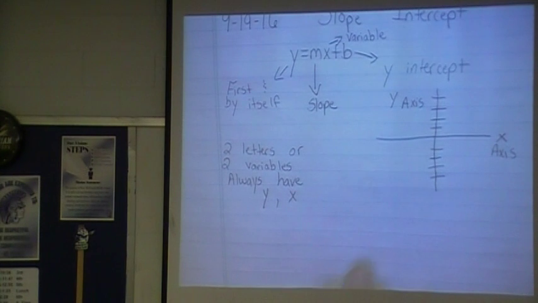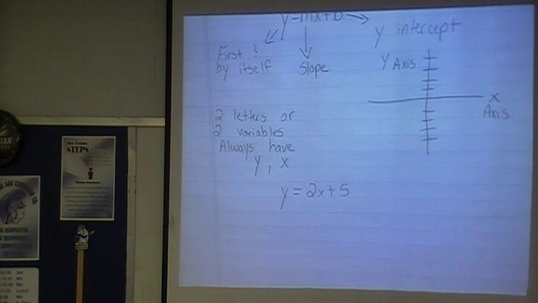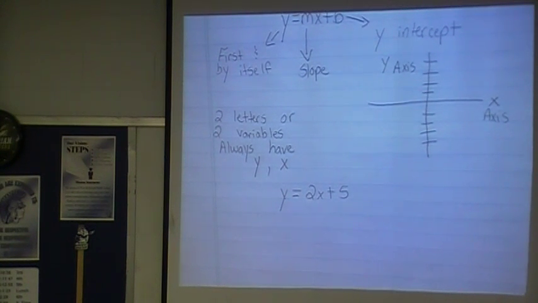For instance, write this down. y equals 2x plus 5. When I look at that, I say, you know what? Ooh, that looks good. That looks perfect. It's perfect because the y is first and by itself. You need to write that down.